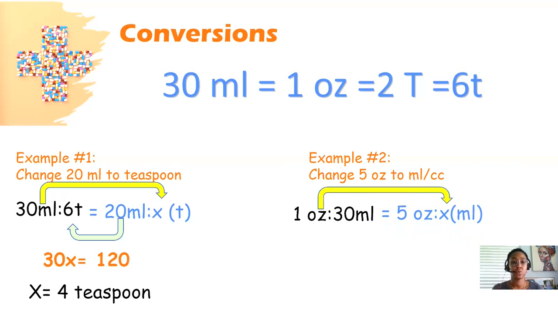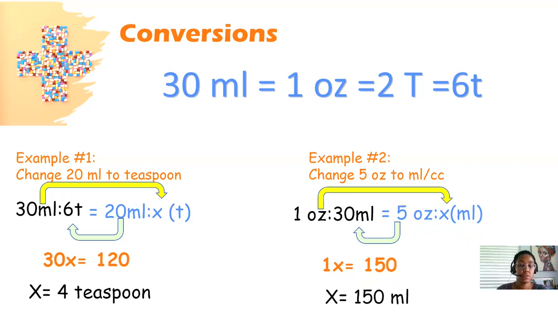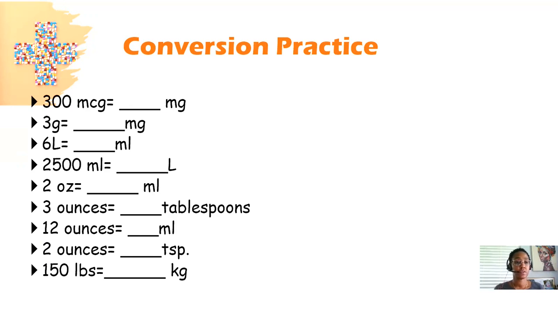Multiply the outside. So we got 1x, and then you're going to multiply the inside. 1x equals 30 times 5 is 150. And then x, this one is the easy one, x equals 150 mLs or cc's. Okay, so just keep this little formula in mind to help you with conversions. So here's our first example.